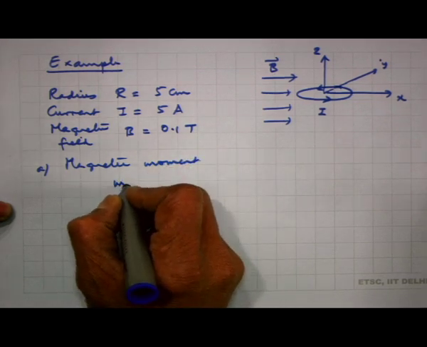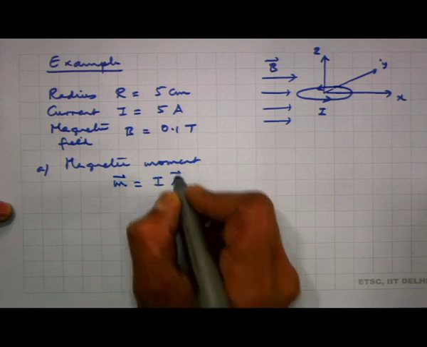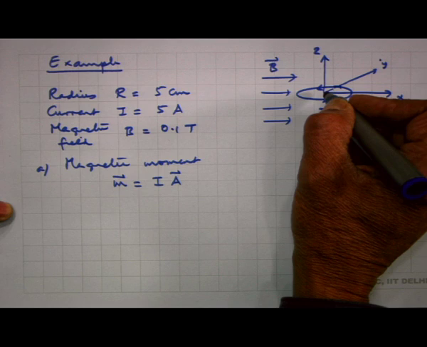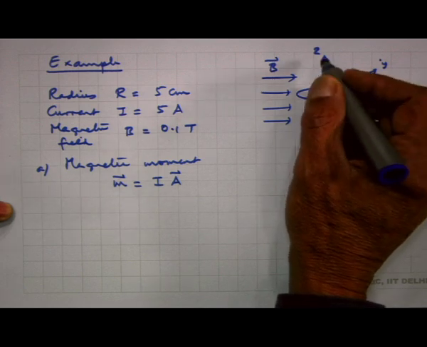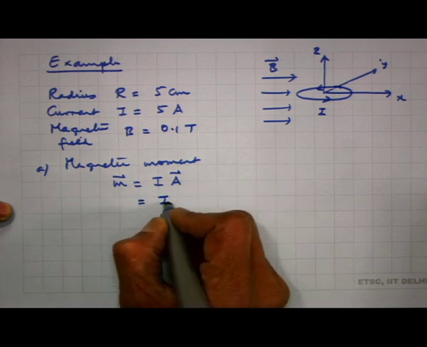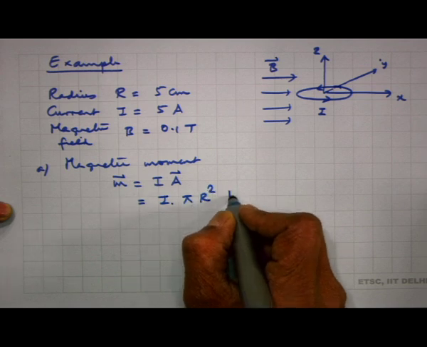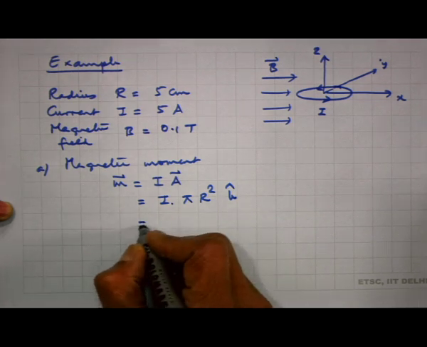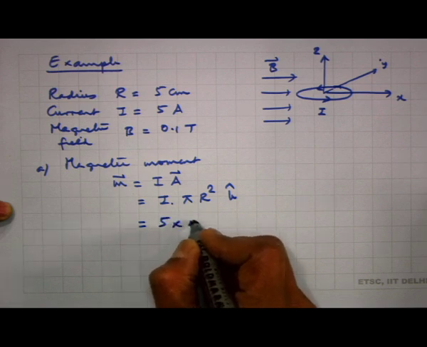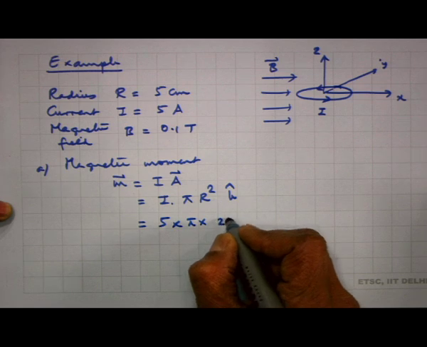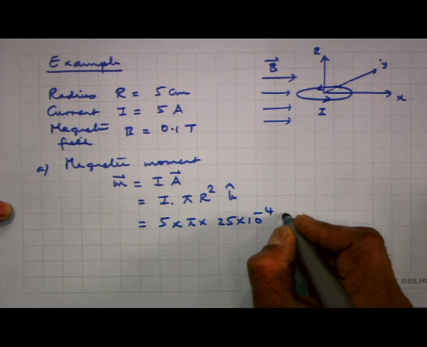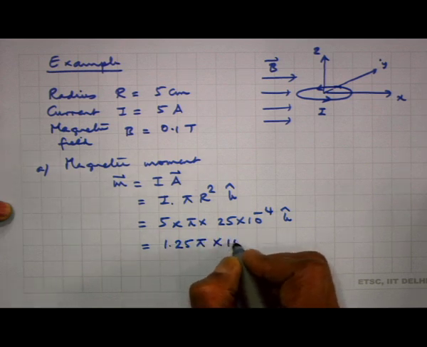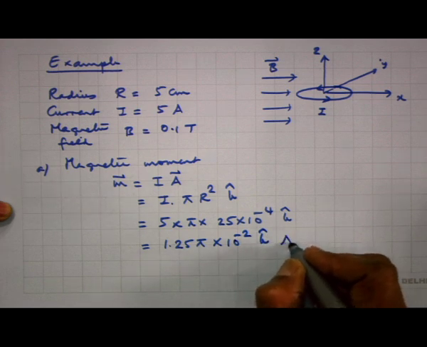Magnetic moment of this loop m is equal to I times A, and because the loop is carrying a current in this direction, with the right-hand rule the area vector points along the z direction. So, this is equal to I into pi r square into k cap, and so we can substitute this. So, 5 amperes into pi into r square, which is 25 into 10 to the minus 4 k cap, and that is equal to 1.25 pi into 10 to the minus 2 k cap ampere meter square.